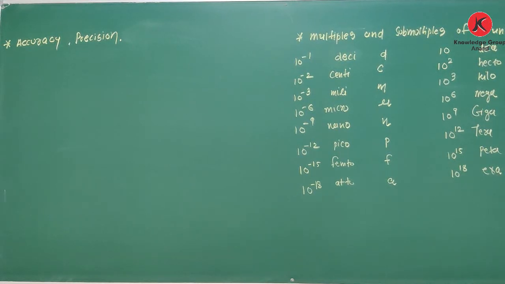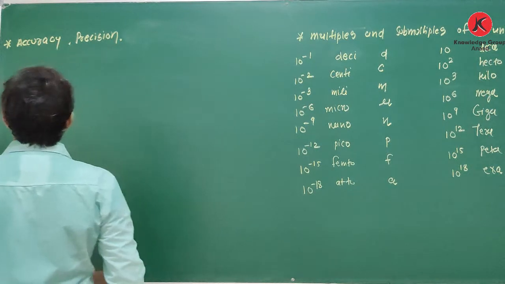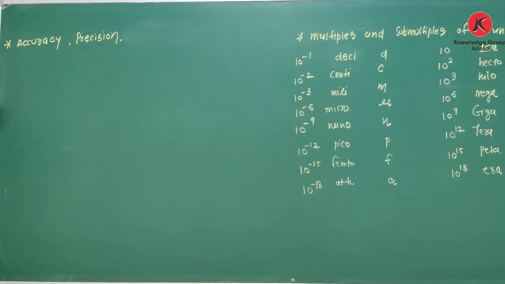Okay, now after measurement of such quantities, we have to understand two terms, accuracy and precision. Now what is accuracy and precision? What is the difference between them? That we will see here. Okay, accuracy means what? First of all we will see the definition.